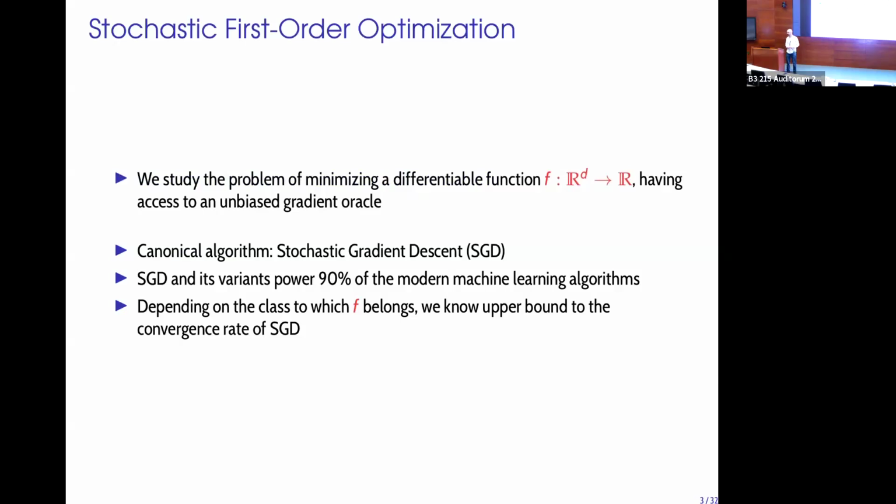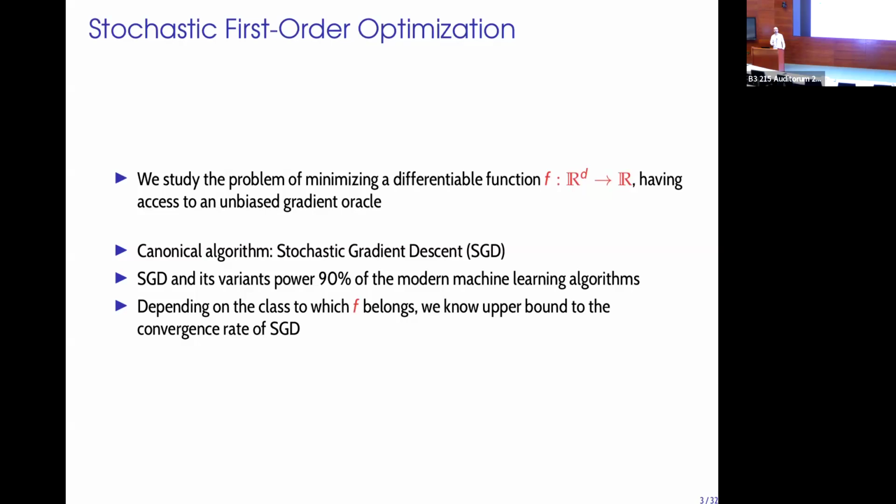Okay, so first of all, what is the setting here? We are interested in minimizing a differentiable function from R^d to R. We don't assume that the function is convex. The function might be non-convex. And we only have access to unbiased estimates of the gradient. Now, why are we interested in this problem? Because essentially, this is 90% of modern machine learning these days.